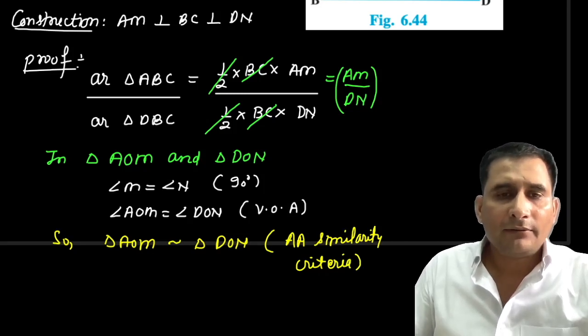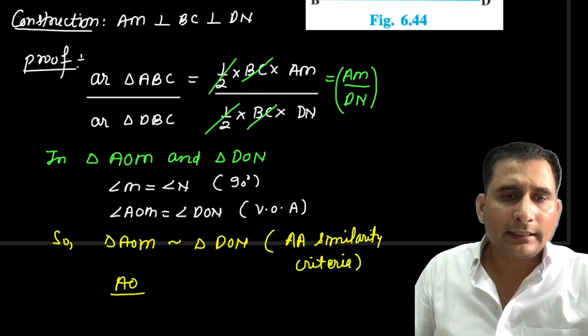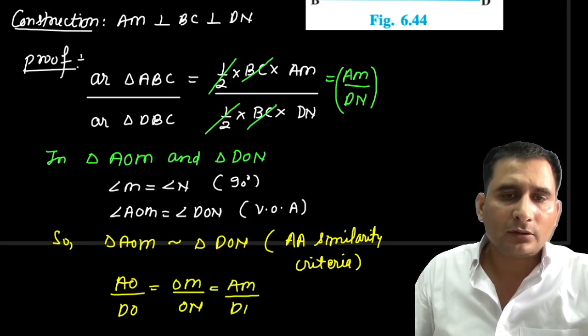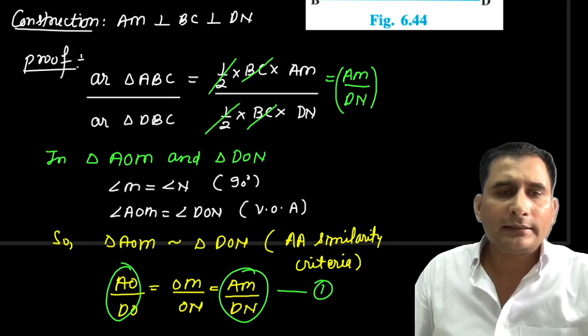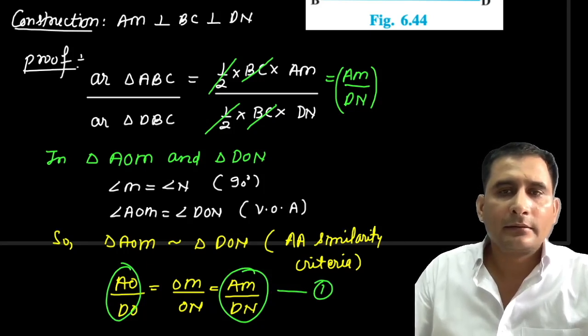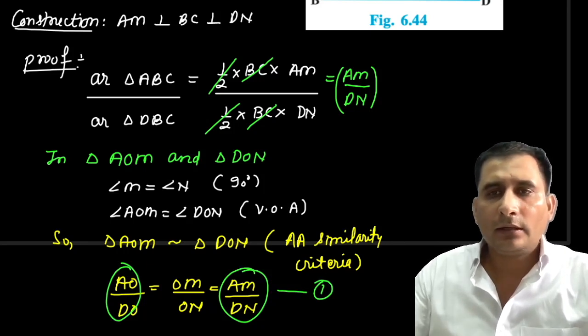Now, after that, can I say that the ratio of the sides AO upon DO is equal to OM upon ON is equal to AM upon DN? Because the corresponding sides of the similar triangles are in the same ratio, right? तो यहां से आप देखो AO ये किसके इक्वल आ रहा है, AM अपॉन DN किसके इक्वल आ रहा है, AO अपॉन DO के ले सकते हैं.